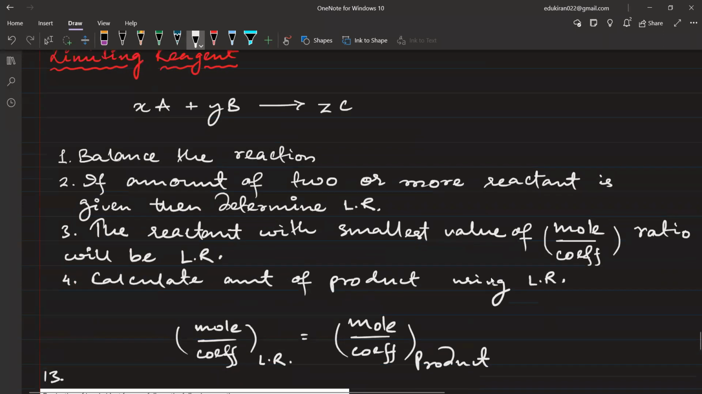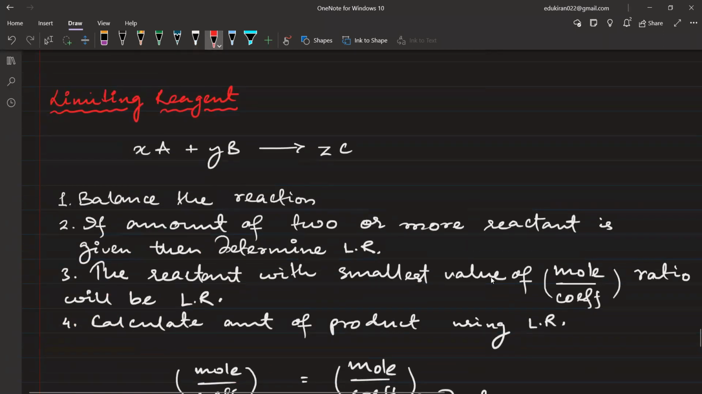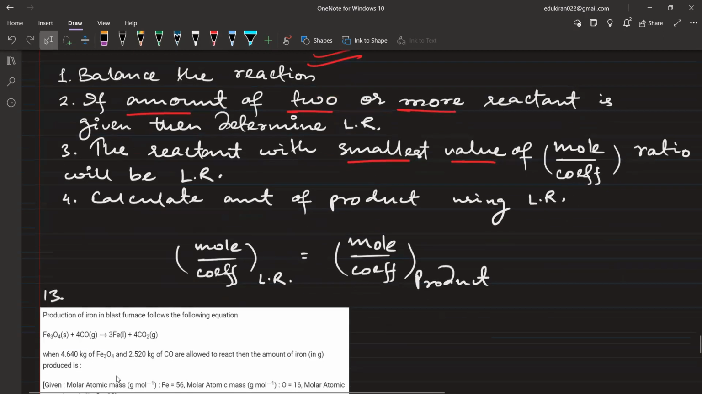What is limiting reagent? Limiting reagent will be used when you have been given the amount of reactants. Look, the reaction has to be balanced, in systematic calculation you must balance it. If the amount of 2 or more reactants is given, then determine the limiting reagent. You first have to determine the limiting reagent. The reactant with the smallest value of mole upon coefficient ratio will be the limiting reagent. Once you have determined it, calculate the amount of product using the limiting reagent: mole upon coefficient of limiting reagent will be equal to mole upon coefficient of the product.